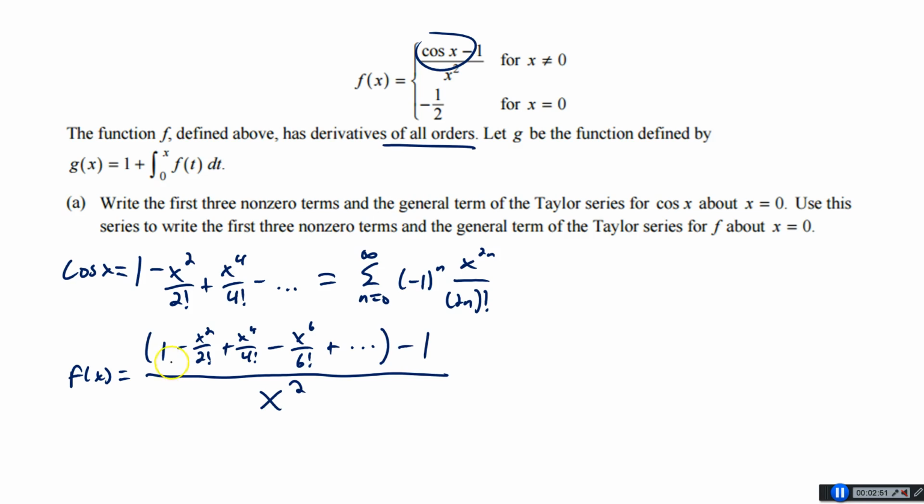So now what's going to happen here? Well, I have a 1 and a negative 1, so those just cancel out. And the rest of them looks like my first term is negative x squared over 2 factorial, then x to the fourth over 4 factorial, and I'm dividing everything by x squared.